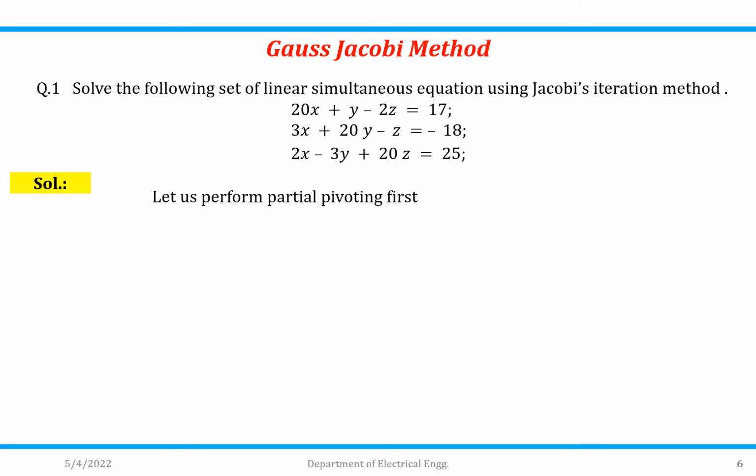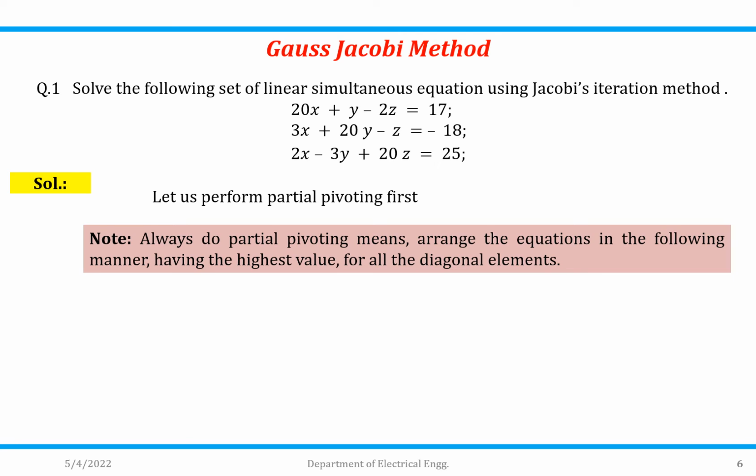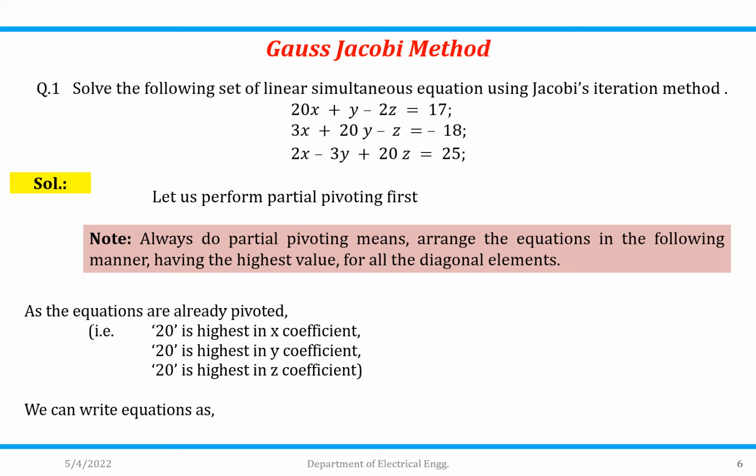Now from our steps we have to perform partial pivoting first. Note, always do partial pivoting, means arrange the equations in the following manner having the highest value for all the diagonal elements. As the equations are already pivoted, check all the values of x. Now 20 is the greater value, as 20 is the highest x coefficient, so that's why this equation will be the first equation.